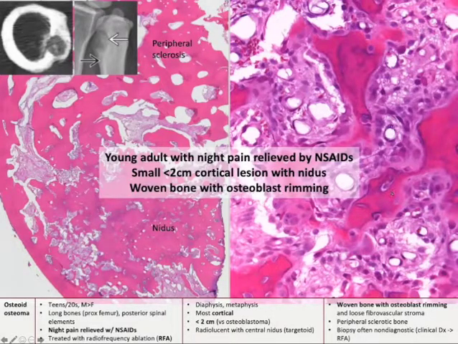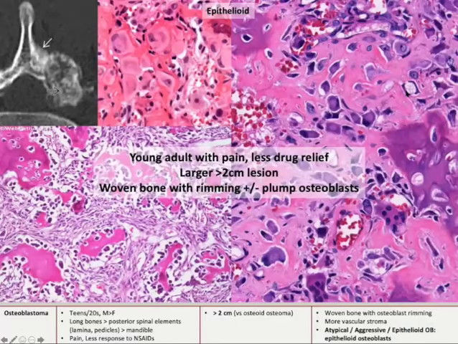And you're not going to get much tissue, but osteoid or woven bone with osteoblast rimming and this kind of fibrocellular background. Very similar to osteoblastoma, also a young adult, but not really relief with NSAIDs, not really that same night pain, and larger, okay? Often also in the posterior elements of the spine as seen here. Similar thing of woven bone with osteoblast rimming, but occasionally the osteoblasts tend to be a little more plump or epithelioid, which may predict a little more aggressive behavior, but this is osteoblastoma.